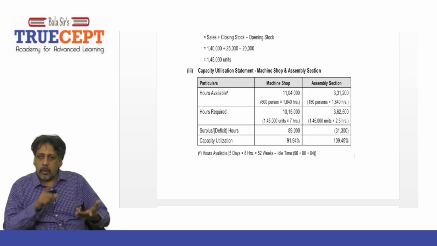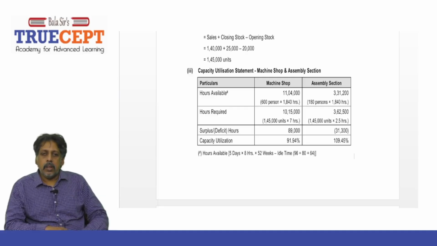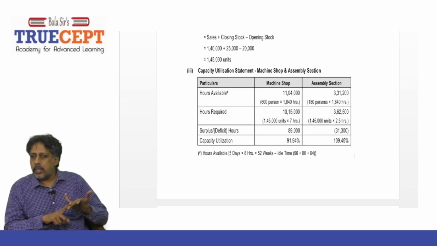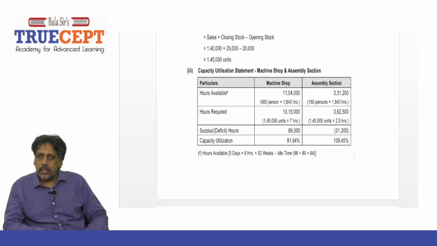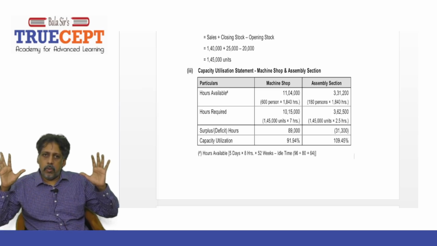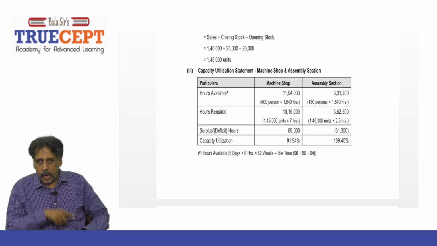Now department 2. The hours required is how many hours? 3,62,500. Exactly. But what is available? 3,31,200. You saw something less. Now people are asking, how can you work for 3,62,500 hours when we have only 3,31,200? Either the employees have to work overtime, or you can recruit some more employees, new employees for the department.